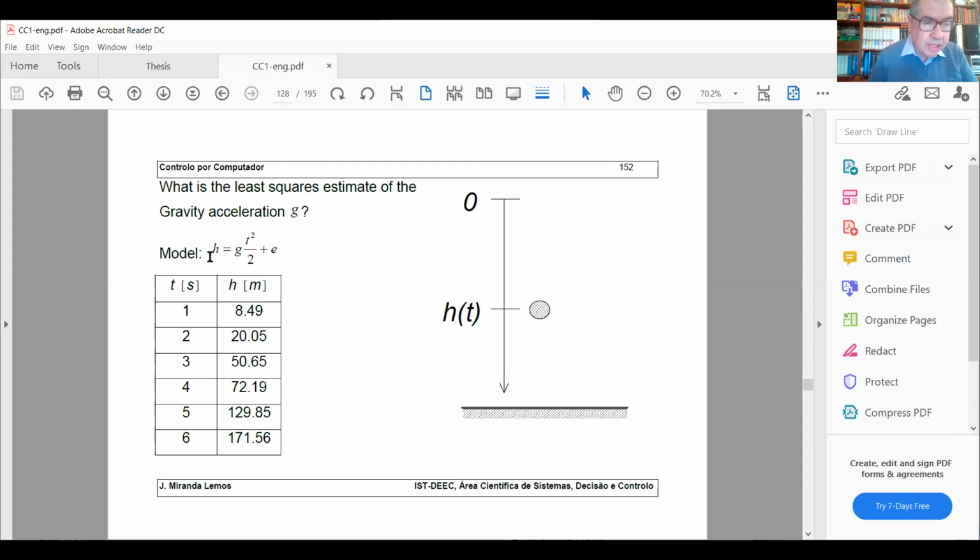So the distance traveled is proportional to the square of t. Now, there is dependency on the square of t, but the dependence on g is linear. So you can think that your independent data is t squared divided by 2 for different values of t, and the dependent data is the corresponding values for h. And e is the other deviation. So I put it here, but actually I do not use it when I do the computation.